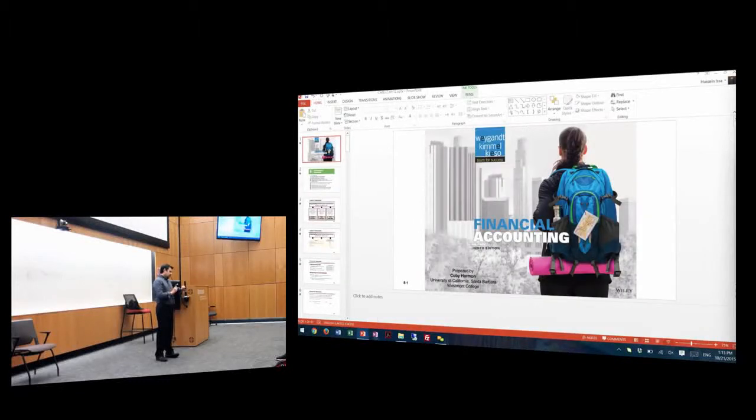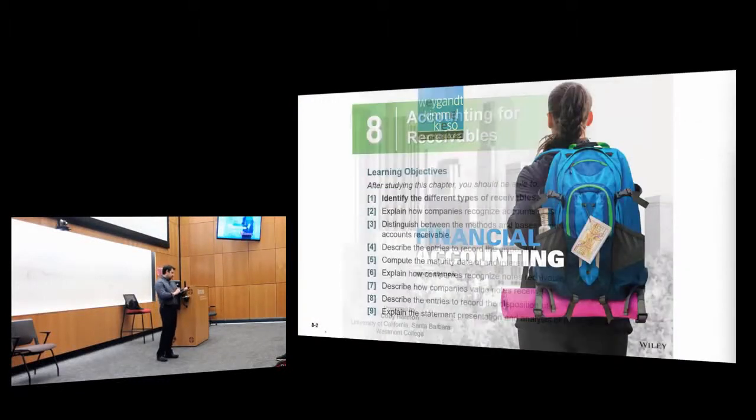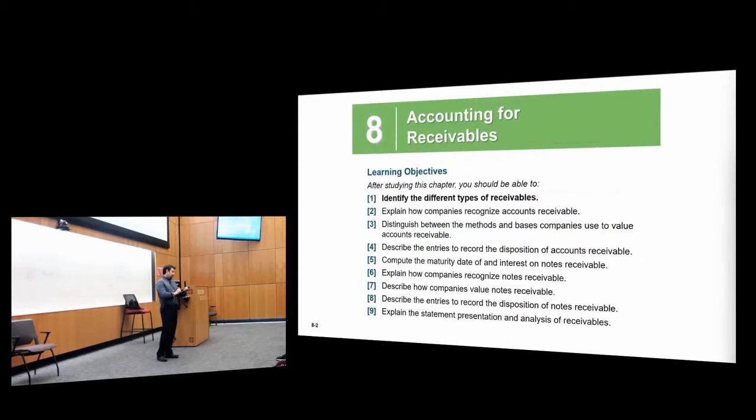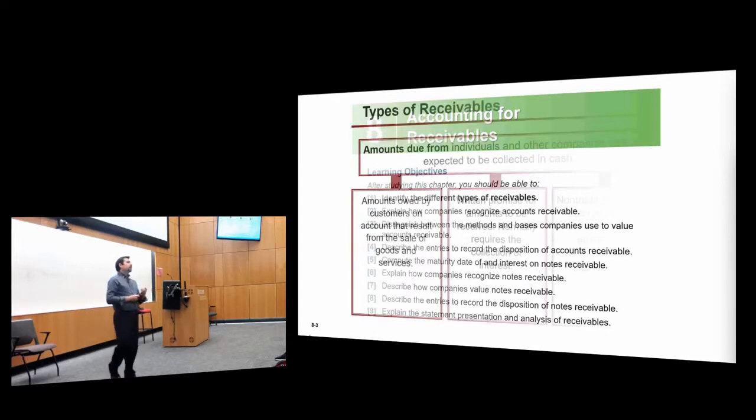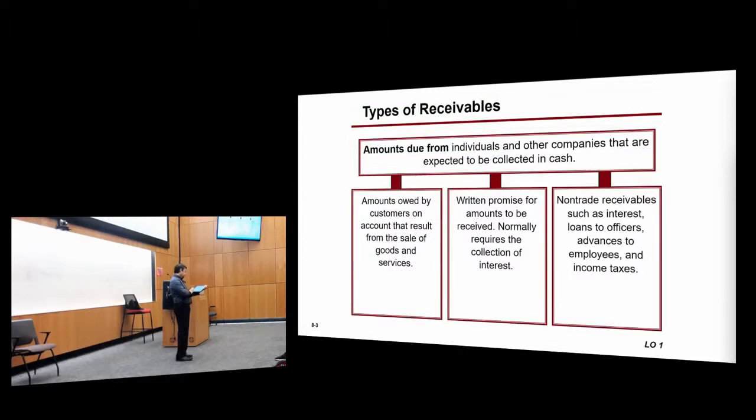The next thing we will start talking about today is receivables. We have been talking a lot about receivables, mostly about accounts receivable. So in this chapter we will discuss accounts receivable and notes receivable. So let's start. Usually there are different types of receivables. The most common ones are accounts receivable, and we have also notes receivable.